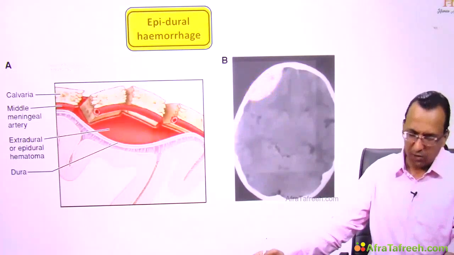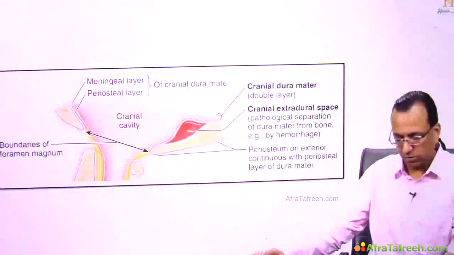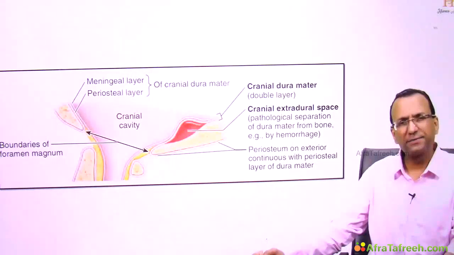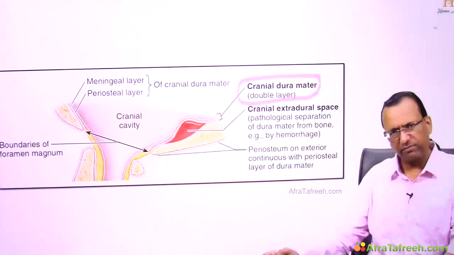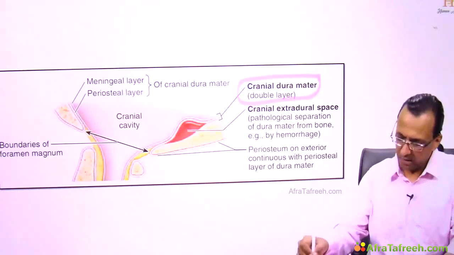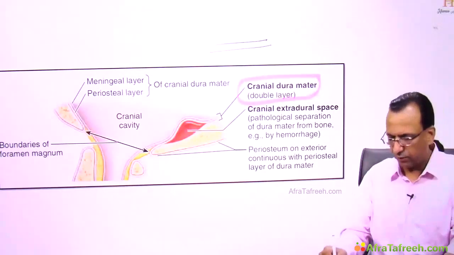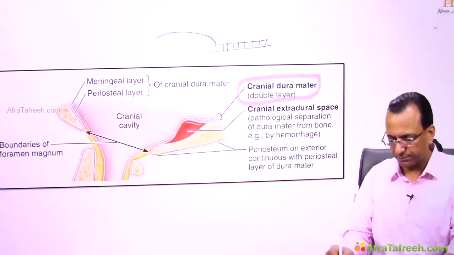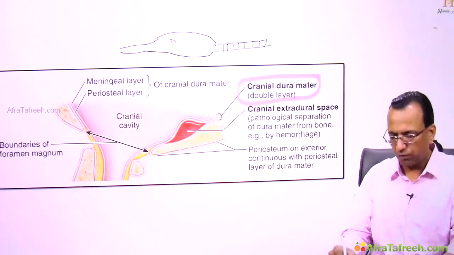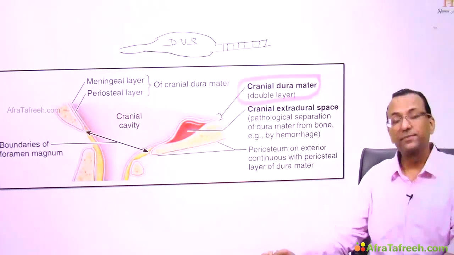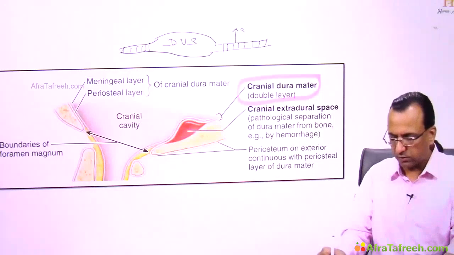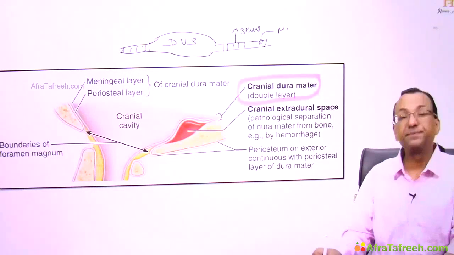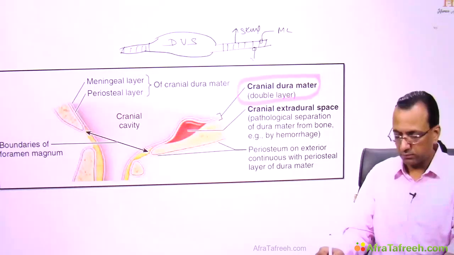You are telling there is an extradural hemorrhage, yes, but there can be other hemorrhages also. How will you differentiate? Understand that dura mater has double layer. We have discussed that earlier, if you remember, that dura mater has double layer. They are fused with each other, but they split also, to enclose dural venous sinuses. Now you have to understand that this is towards the skull, so that will be meningeal layer, and this is towards the, sorry, that is towards the brain. So that will be meningeal layer.